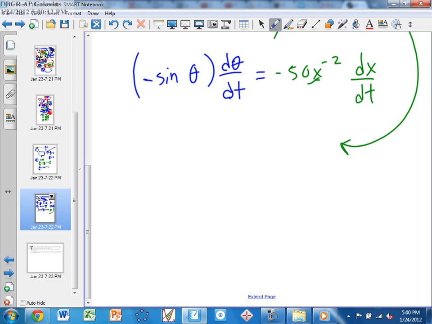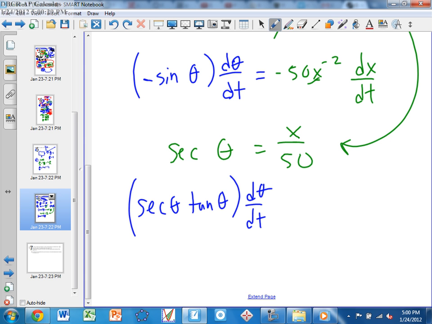So we have secant theta equals x over 50 instead. Same exact problem. We're ignoring what we just did for differentiating and doing it this way. This becomes secant theta, tangent theta, d theta dt. Again, that's the derivative of secant. For x over 50, the derivative is just going to be 1 over 50 dx dt. And that is a lot easier to solve. You have no x anymore. Remember, this is like saying x times 1 over 50, so the coefficient is 1 over 50 dx dt. Move the 50 over.